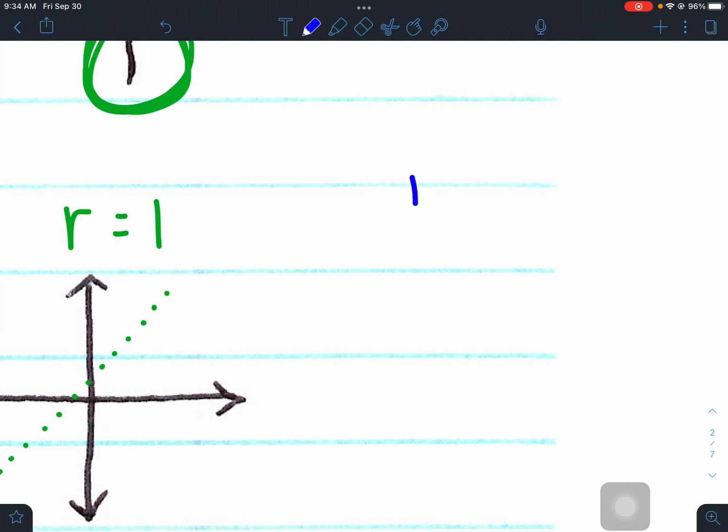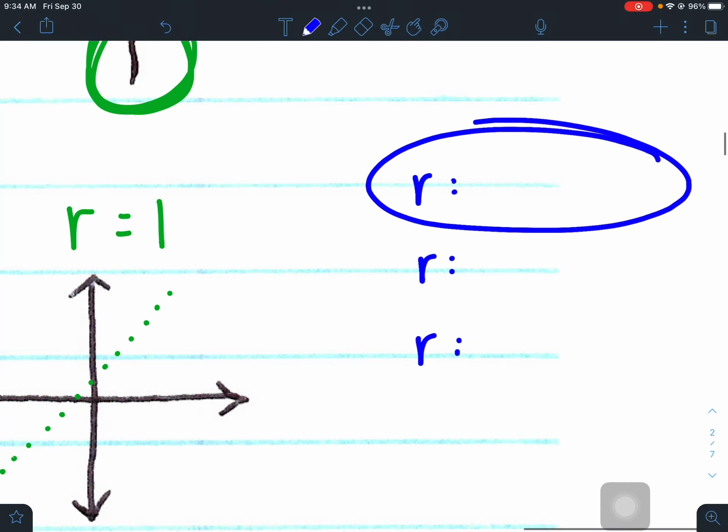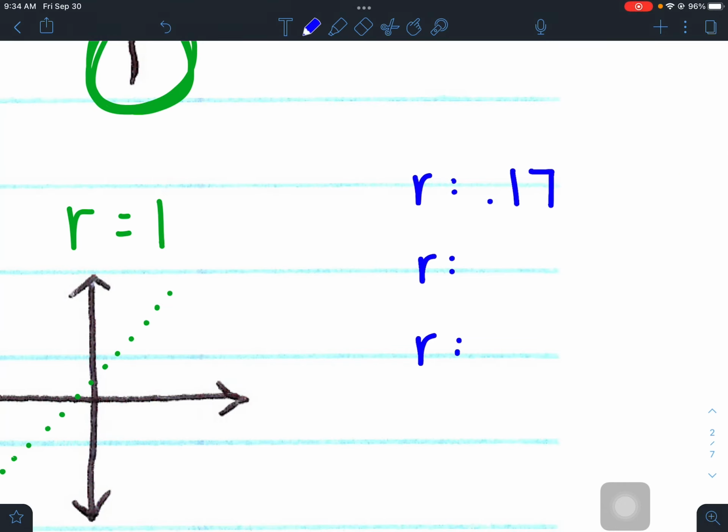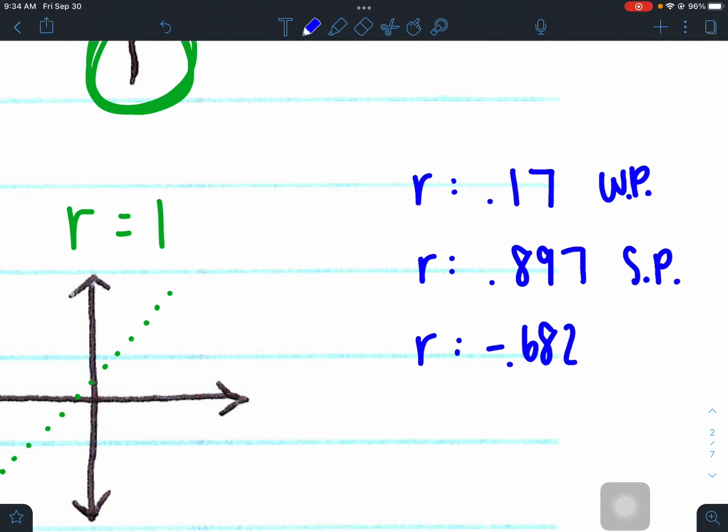So we'll go ahead and do some examples over here. Your calculator is going to give you some R values. Let's say the first time you do it in the calculator, it says 0.17. You're like, okay, 0.17 is positive for sure because it's a positive number. But because it is closer to 0, that's going to be considered a weak positive. And if I have maybe 0.897, that is fairly close to 1, and it is positive. This would be considered a strong positive. And then let's say I have a negative 0.682. Negative 0.682, now that is a negative.